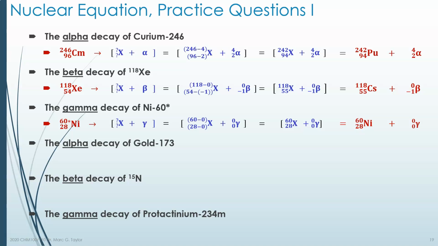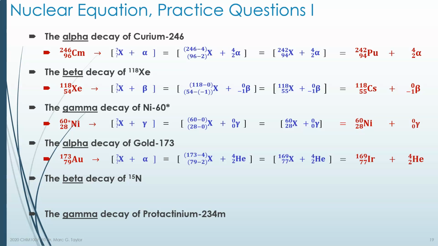Alpha decay of gold-173. Gold is Au. It has a mass number of 173 or an isotope number of 173. Look up gold on your periodic table. It's 79. You know you're going to lose 4 from the top. You're going to lose 2 from the bottom. That gives you 169 and 77. What is element 77? It's iridium. So your answer is iridium-169 plus your alpha particle.